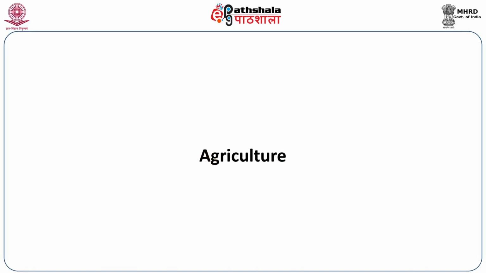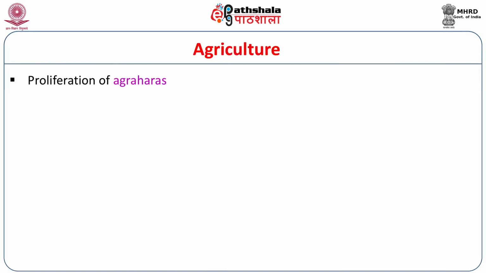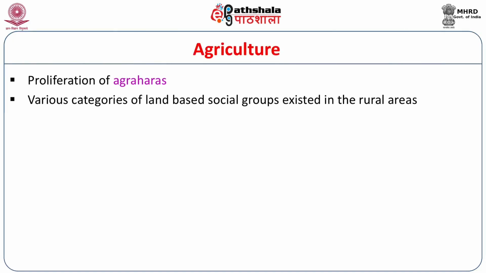The agriculture under the Guptas. There was a proliferation of the Agraharas, the tax-free villages of the Brahmanas, due to the land grants made to the Brahmanas by the rulers and the subordinates. There were various categories of land-based social groups which existed in the rural areas.